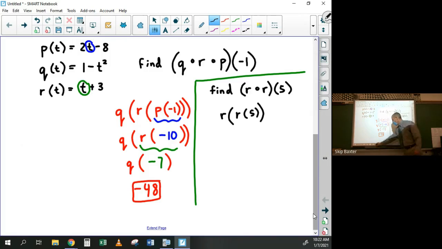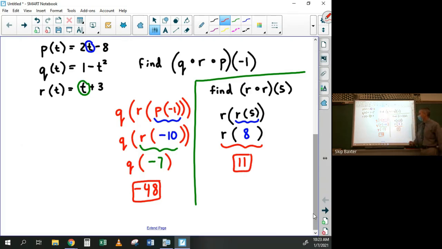And then start from the innermost set of parentheses. It's the same idea. So r of 5 would be 8. So now you're just doing r of 8. Okay, so r of 8 would be plugging 8 in here, so you get 11. And that's the final answer.